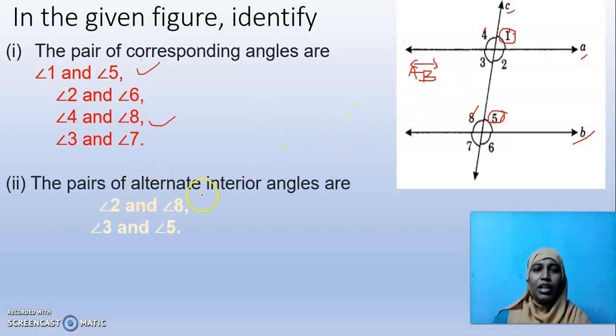Now tell me the alternate interior angles. They cross over the transversal. Angle 3 and angle 5, angle 2 and angle 8. These two are the pairs of alternate interior angles. They are interior. You should know to locate alternate exterior angles also. In some books, they may use the term interior alternate angles. Both ways they are right.